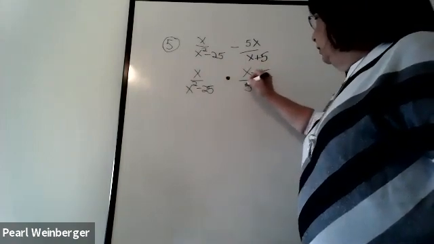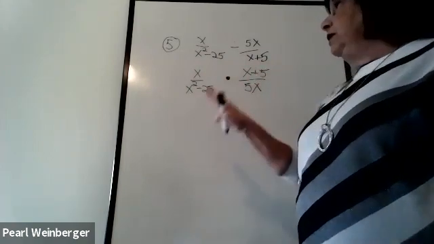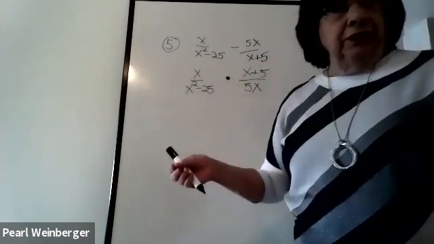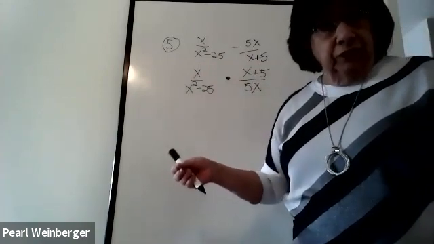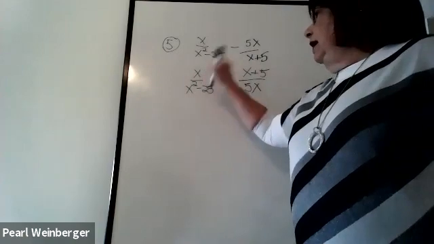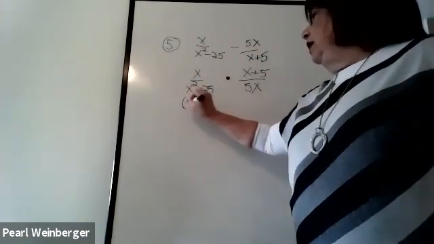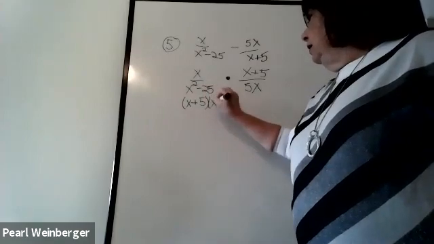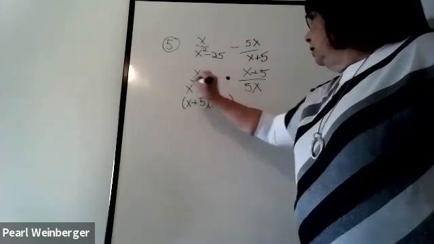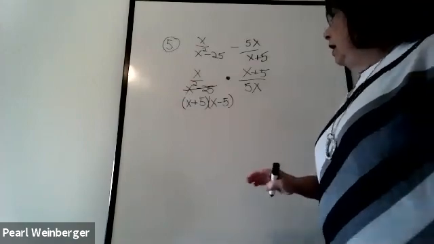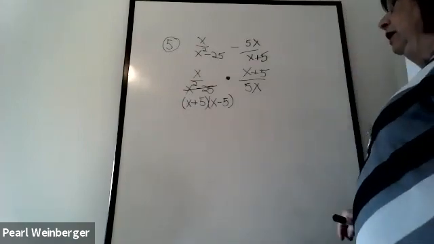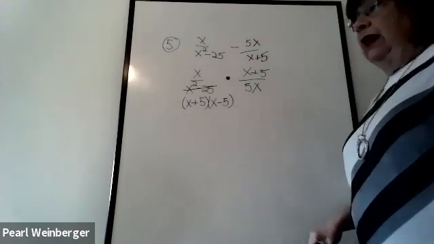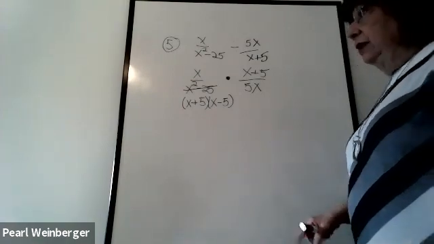over 5x. And then we look if there's any factoring we could do, because now we're doing the operation of multiplication. And x we leave alone, but the x squared minus 25 becomes x plus 5 and x minus 5. And that's all the factoring we can do. And now we are going to try and cancel.